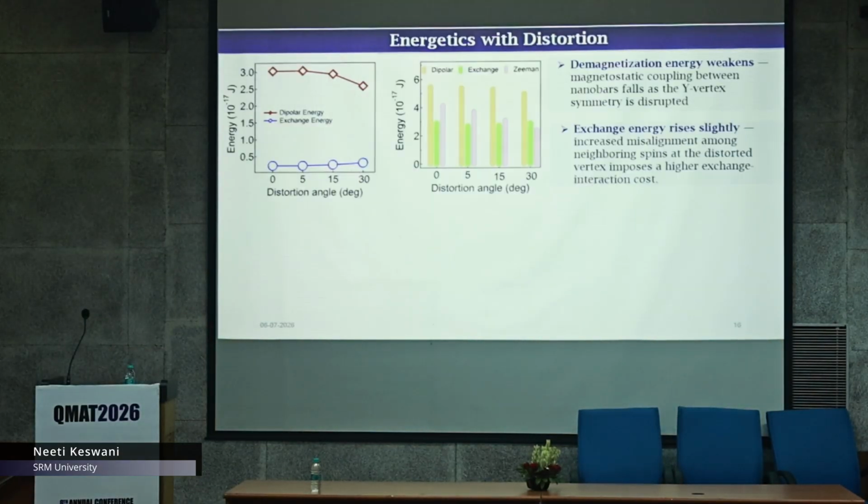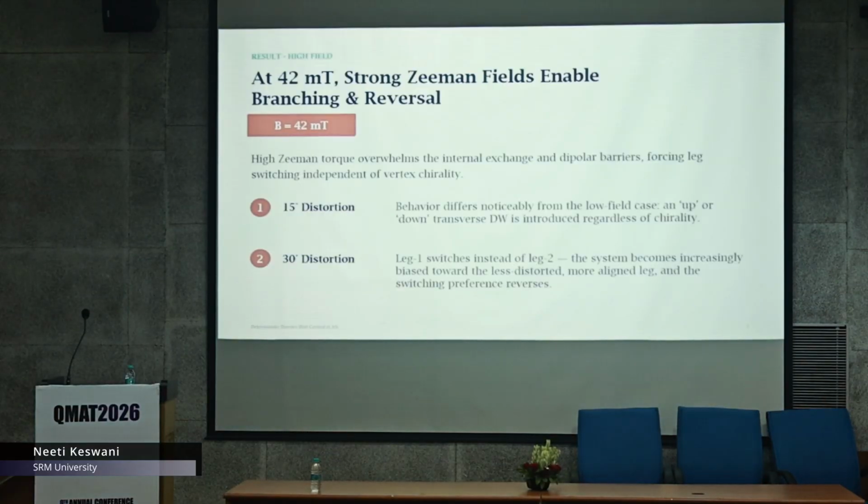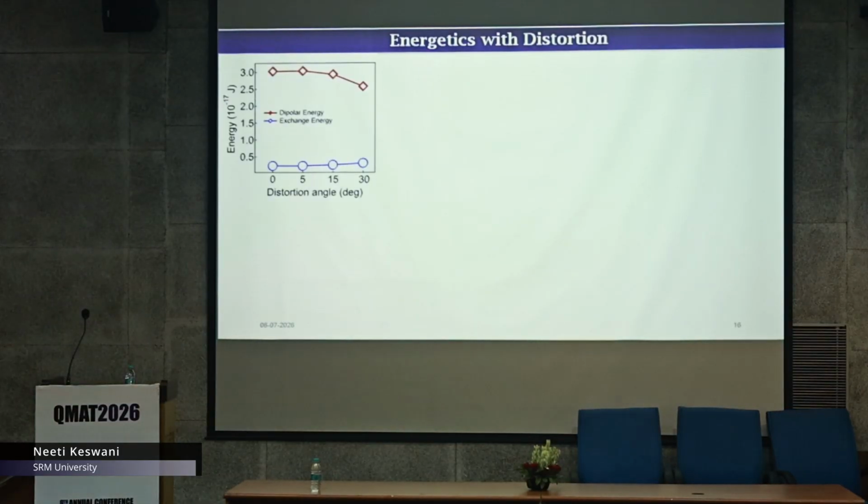Now we move to 42 millitesla. We remember that because of the higher Zeeman energy, at 15 degree, regardless of the chirality, it was always the undistorted leg that switched, and for 30 degree, leg 1 switched instead of leg 2, and there was a chirality reversal process. So let's compare the energetics of this system.